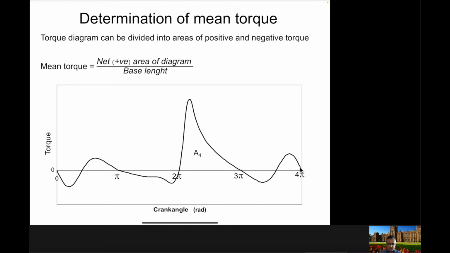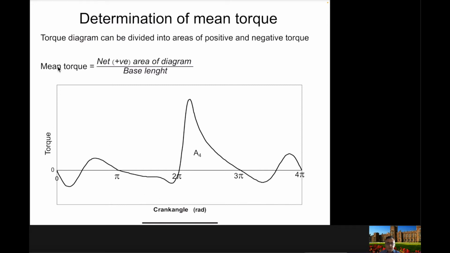Okay, now another important parameter that you will always need to find in the numerical example is the mean torque. The mean torque is the average torque from a torque diagram. This is the same torque diagram that you saw on the previous slide, and here we want to calculate the mean torque, or the mean output torque, from this cycle.